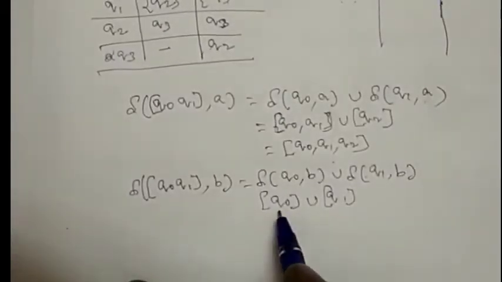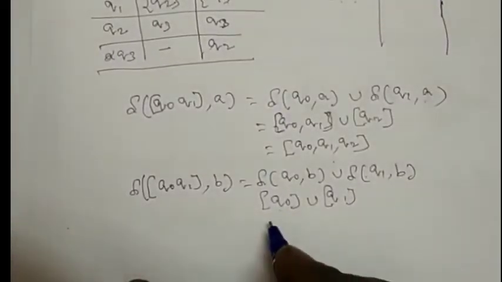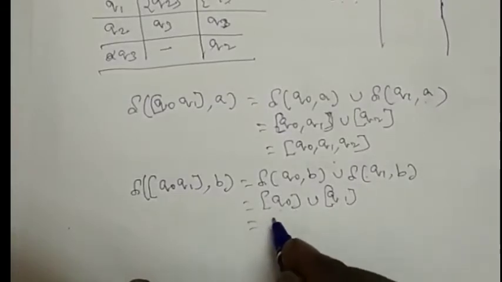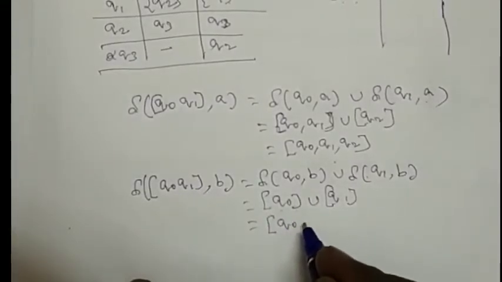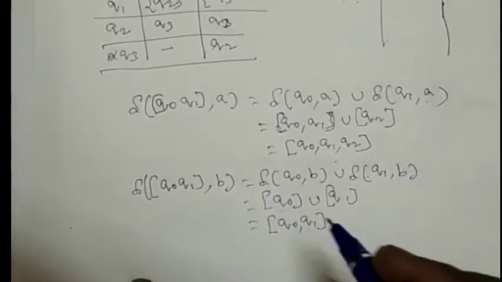So now you are getting Q0 comma Q1. What happens when Q0 and Q1 are clubbed together? You get the answer, the Q0 Q1 state.